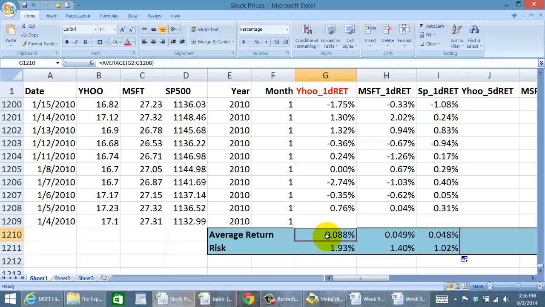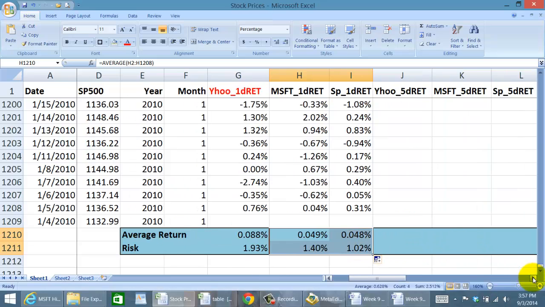You see that for Yahoo, return is 0.88%, risk is 1.83%. For Microsoft, return is 0.049%, risk is 1.4%, and similarly we have the risk and return for S&P 500. If you look at Yahoo versus the other two, it looks like higher return is associated with higher risk, right? 88 and 1.9, 49 and 1.4, 48 and 1.02. However, for Microsoft versus S&P during that window, the rule of risk and return doesn't look like it applies, at least in terms of what we are doing here.